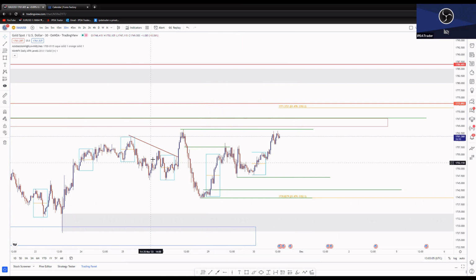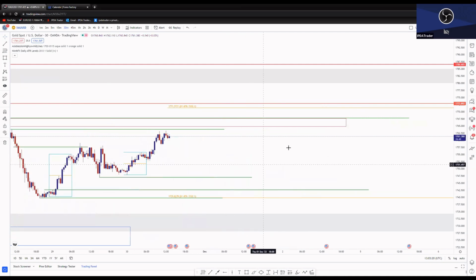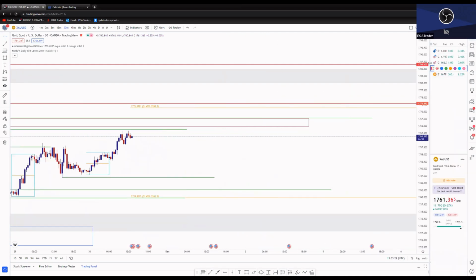So that's what we're going to see. That's what I'm going to focus on. Obviously, I'm open to adapting depending on what the news actually do. But at this point, we have about 15 minutes for the news, and we're going to be waiting for it. Let's see if it does something interesting and we can take a trade. So that's the planning for gold.